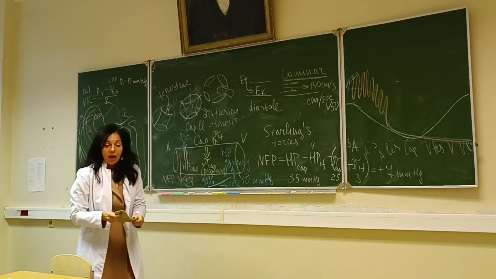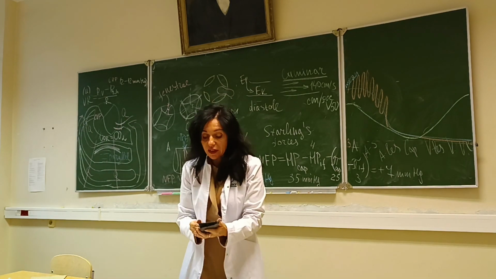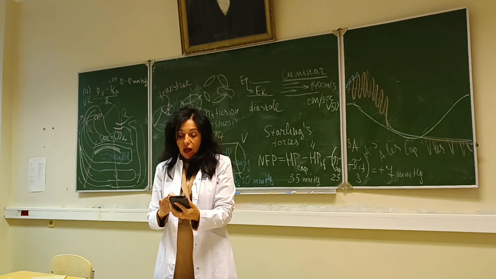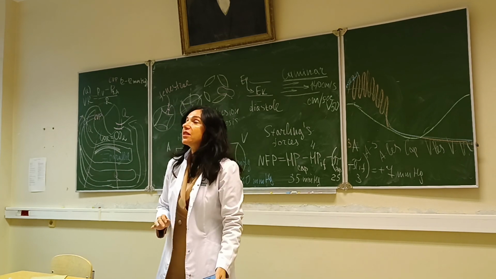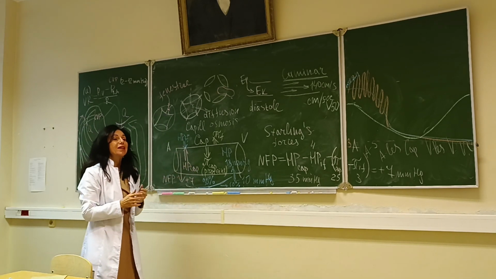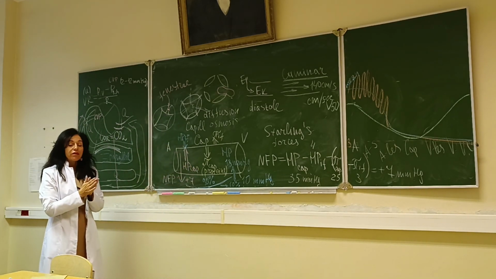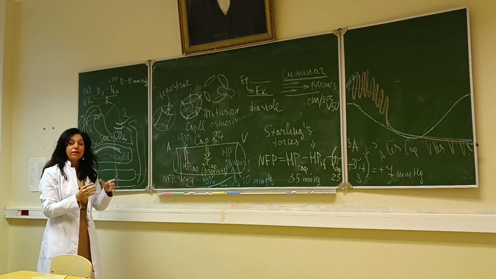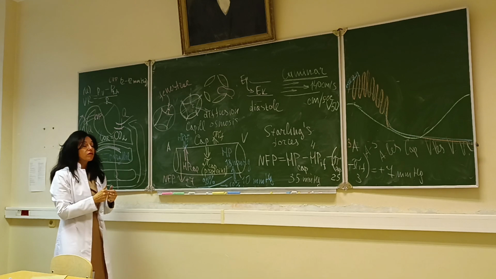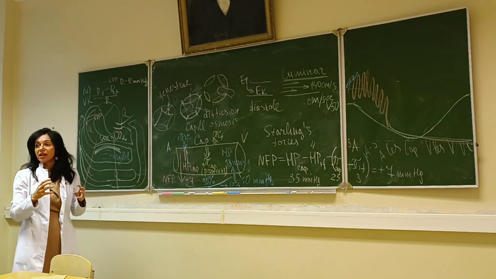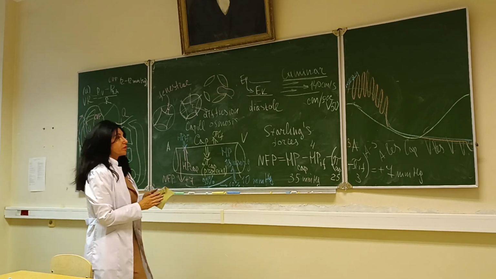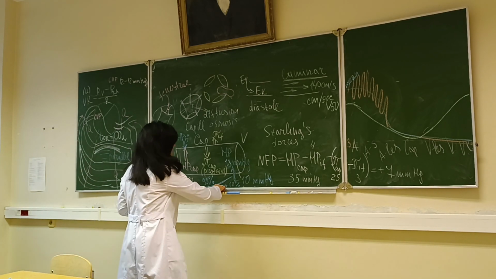Then, next: blood vessels, veins. Smaller veins and medium veins have smooth muscle, but the thickness is much smaller compared to arteries. So, comparison of compliance. What is compliance? Next graph, compliance.